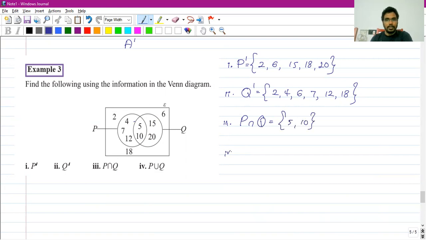Next one, fourth part, P union Q. So that means this whole part, or all the elements of P and Q. So you can take it as 4, 5, 7, 10, 12, 15 and 20. So shall we see, 4, 5, 7, yes, correct. 10, 12, 15 and 20. Yes, so this is the correct answer. If you have done this one, you can correct your answers.